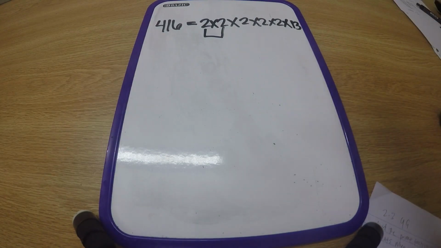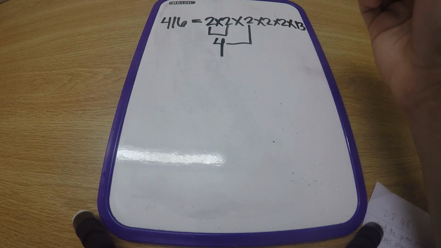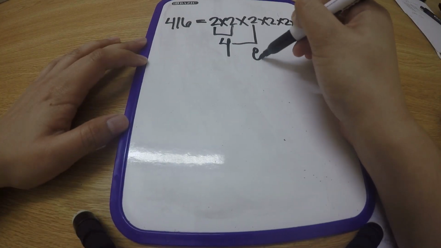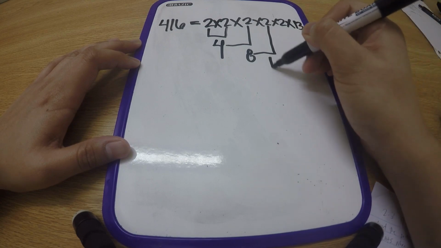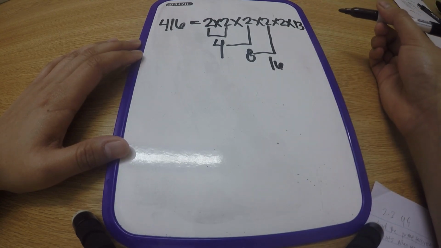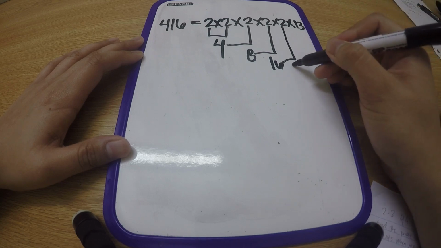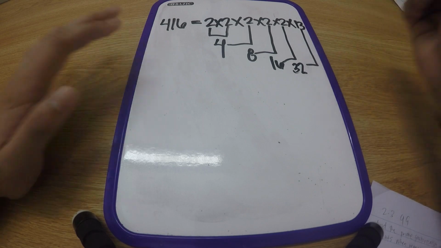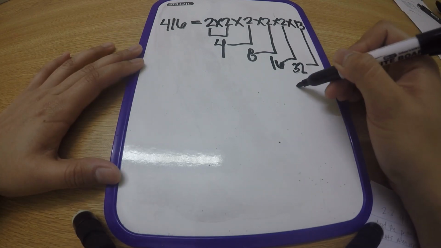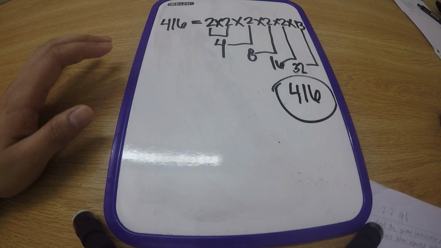2 times 2 is 4. 2 times 4 is 8. 8 times 2 is 16. 16 times 2 is 32. Now 13 times 32 is 416. That's how you check if you got it correct.